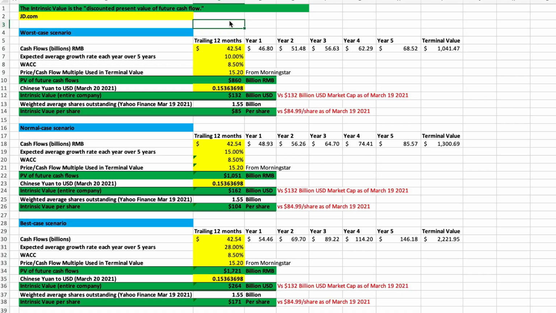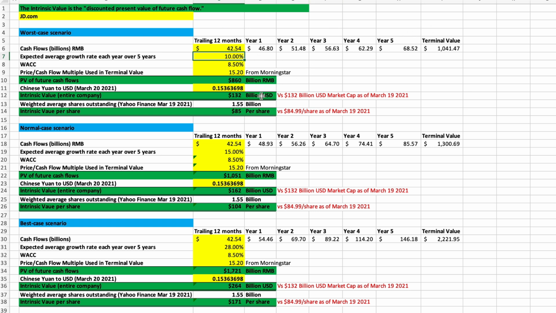I want to show you my intrinsic value calculator right here. If you look at this spreadsheet, I've made 3 scenarios: worst case scenario, normal case scenario, and best case scenario. Each scenario has its own growth rate. Under the worst case scenario, we're using an expected average growth rate of 10% each year over the next 5 years.